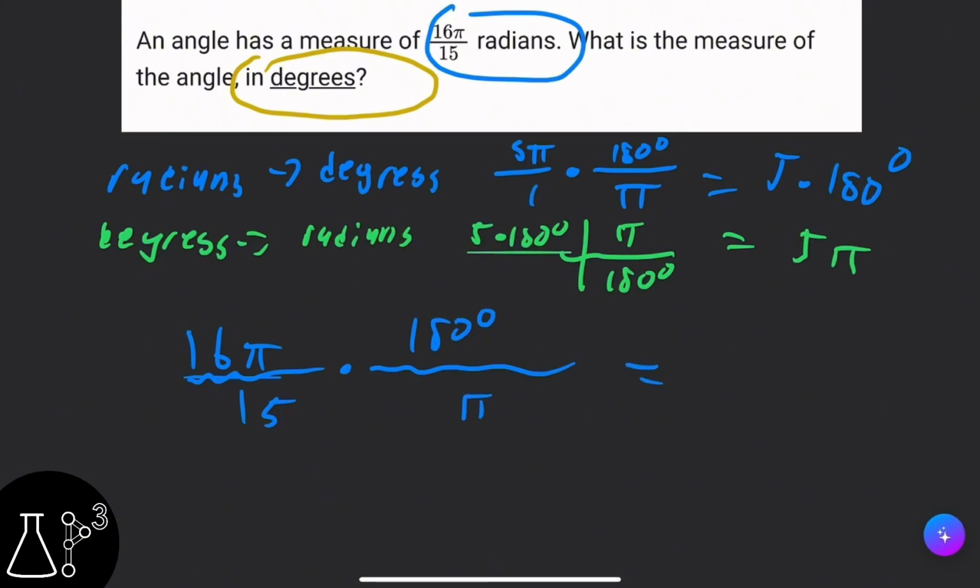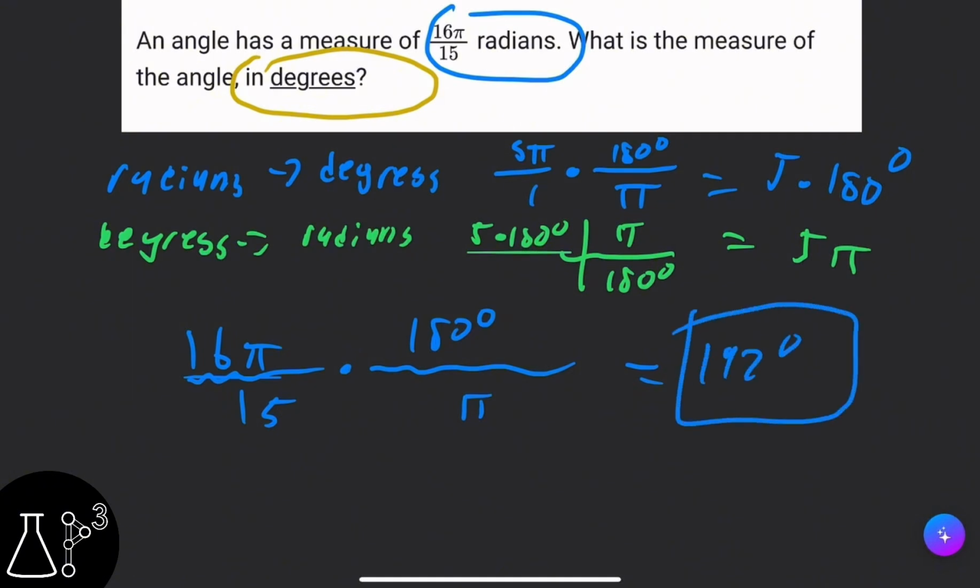If you grab a calculator and put in all those numbers, you can use the calculator or your other calculator that you can use during the test. If you do 16 divided by 15, and then you multiply that by 180, because that's what the equation gives you. Sorry, this one's taking a really long time. You should be getting 192 degrees as your answer.